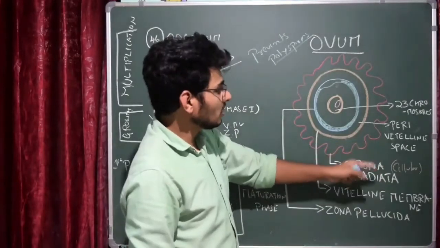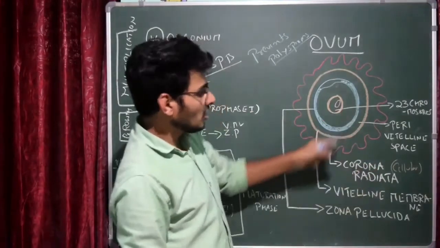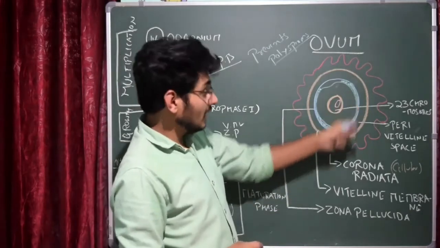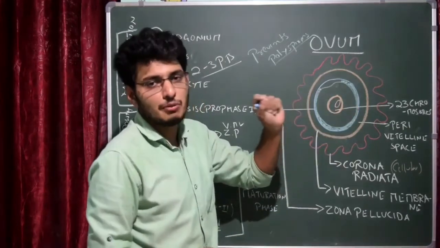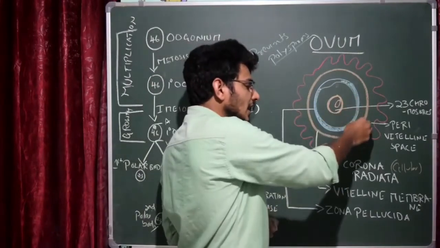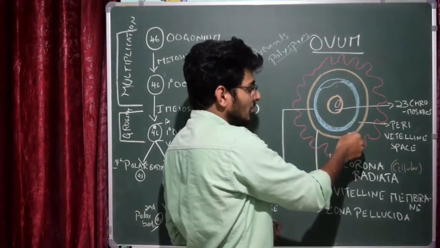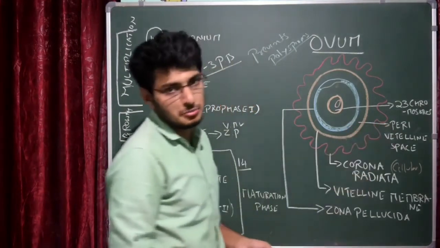You may get a question: out of the three layers, which is non-cellular? Zona pellucida is non-cellular, which is not made up of cells. Whereas the perivitelline membrane is cellular because it is made up of plasma membrane. Then you could see a gap between this vitelline membrane and the zona pellucida. This gap is called the perivitelline space.